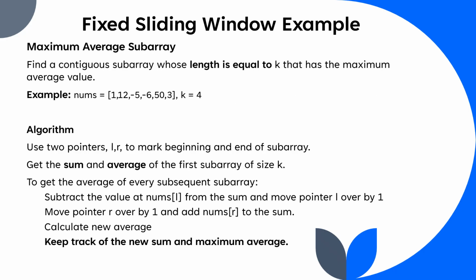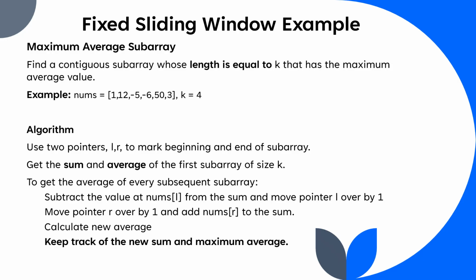The fixed sliding window example we're going to look at is the maximum average subarray. In this problem, we want to find a contiguous subarray whose length is equal to k that has the maximum average value. There's an example right below. We have an array nums with the values 1, 12, -5, -6, 50, and 3, and k equals 4. So we want to find a subarray of size 4 with the maximum average.